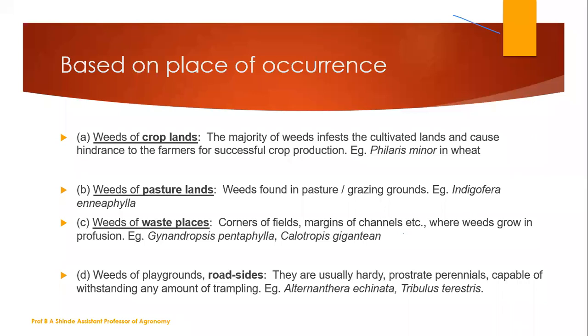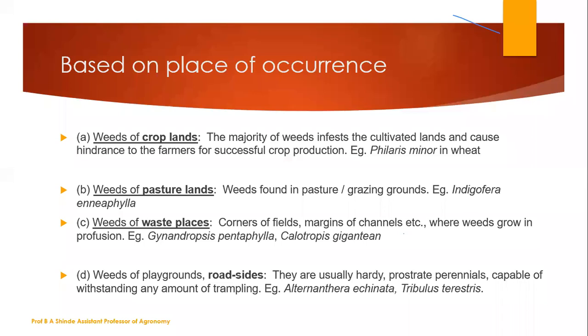The majority of the weeds which occur in croplands or cultivated areas are, for example, Phalaris minor in wheat crops. Then also Avena fatua, in the wheat as well as the paddy crops. Then the weeds of the pasture lands: the weeds found in the pastures and grazing grounds, that is the pasture lands where the grazing of the animals takes place. Indigofera enneaphylla. Here also a number of weed populations are observed.